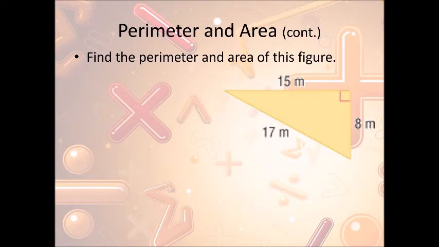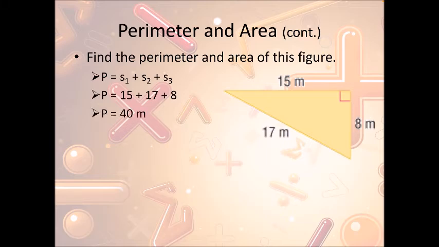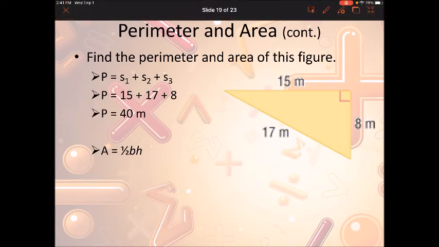To find the perimeter of this figure, I simply need to add all the sides together. 15 plus 8 plus 17 gives me a total of 40 meters. Now, to find the area, I do need to use the base and the height. This is a very important aspect. The base and the height are going to be at right angles to each other.